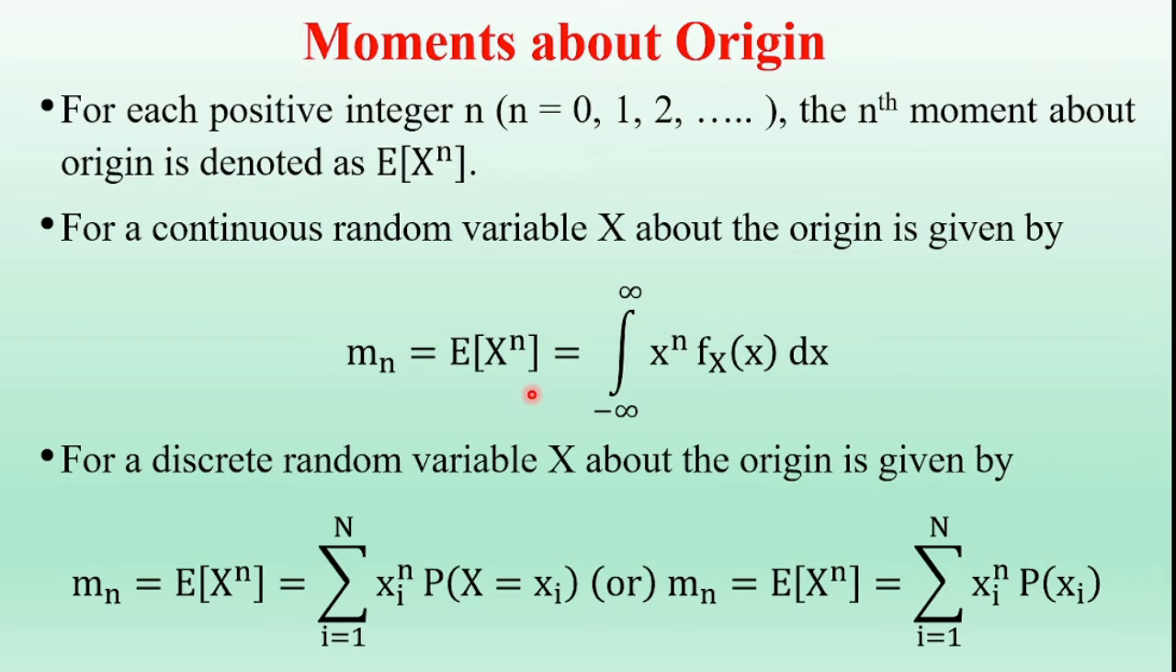Now what is the general representation of the moment about the origin? Expectation of X power n is the general representation of the moment about the origin. In that general representation, substitute various positive integer values, n equal to 1, 2, 3 and so on. We get the first moment about the origin, second moment about the origin, third moment about the origin like that.